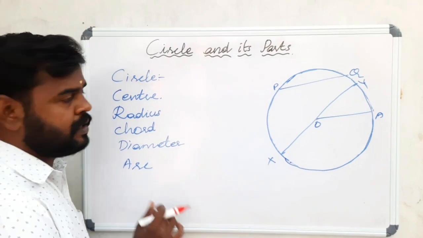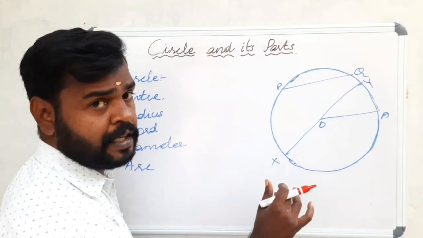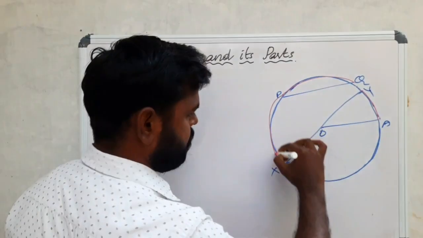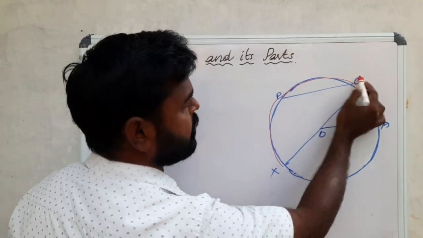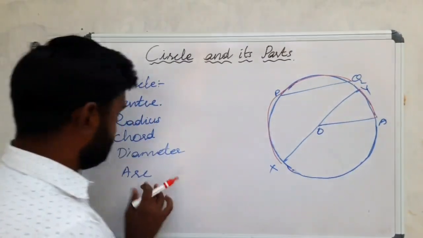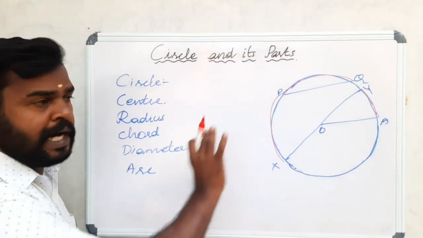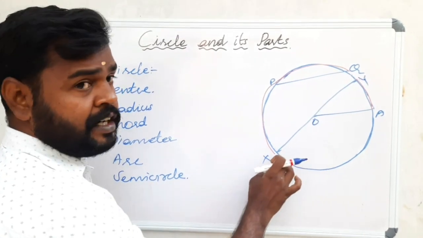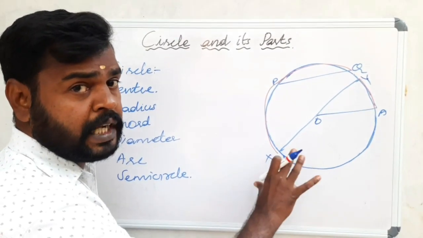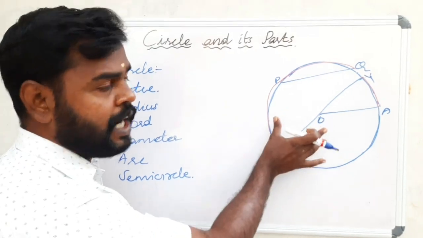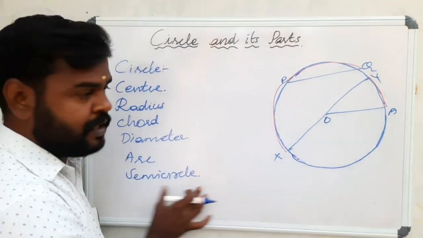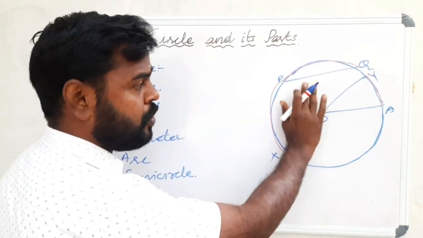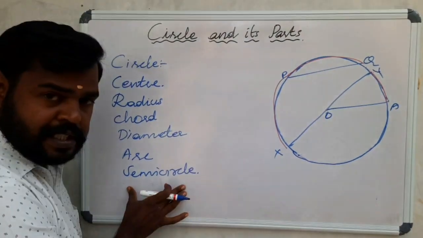Next one, arc. A part of a circle is called an arc. PX or PQ or AY, these are all called arcs. Arc is nothing but a part of a circle. Now semicircle: a diameter divides the circle into two equal halves, and each half is called a semicircle. This diameter XY divides the circle into two equal parts, one upper part and one lower part. These both equal parts are called semicircles.